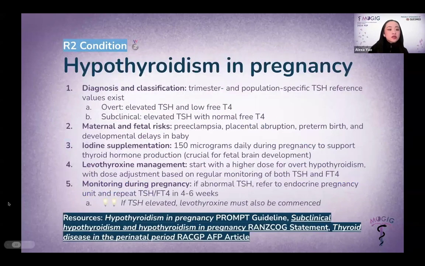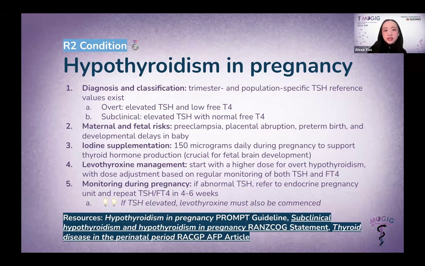Okay, so now in terms of key takeaways for this condition, the first is regarding diagnosis and classification. Something to keep in mind about thyroid function during pregnancy is that the thyroid stimulating hormone, TSH, is structurally quite similar to the human chorionic gonadotropin, or HCG. And so HCG, which is elevated during pregnancy, has thyrotropic activity, resulting in a reciprocal decline of TSH during pregnancy.